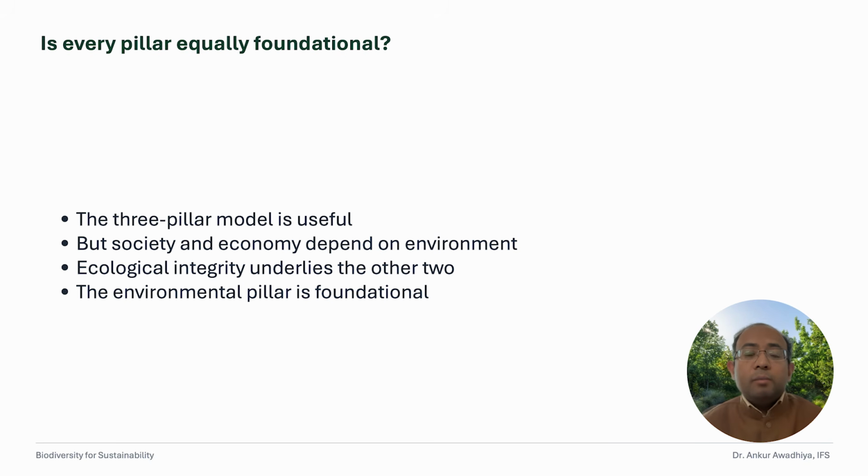And this brings us to an important conceptual question. Is every pillar equally foundational? The three pillar model is useful, but society and economy ultimately depend on the environment. Ecological integrity underlies the other two, so that is more fundamental. That does not make social and economic concerns unimportant. Rather, it means that they rest on a deeper base. If environmental systems collapse, both social stability and economic activity are threatened.